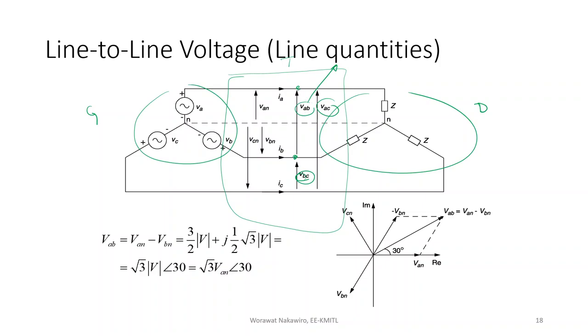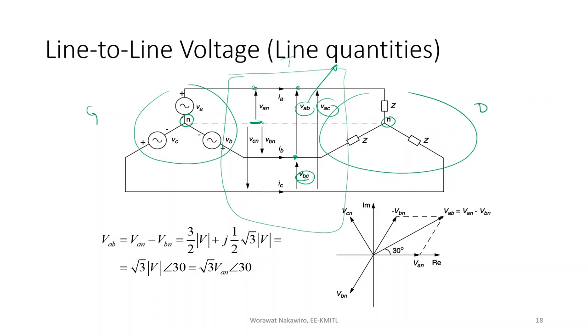VAB means we want to measure how much the potential at point A is greater than the potential at point B. These three are called line quantities. Whereas if you have a common reference point, and we measure the voltage with respect to the common point, in this case the common point is N, and you measure how much the potential at point A is greater than this reference, this is called VAN: the potential at this point with respect to the common point.